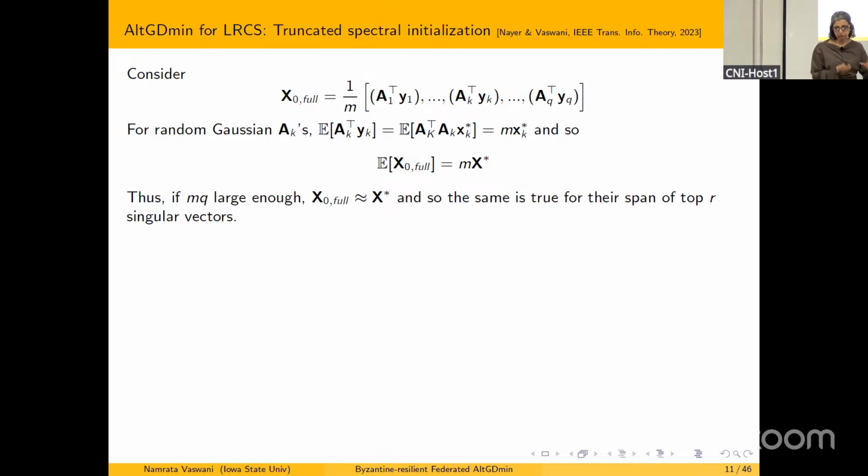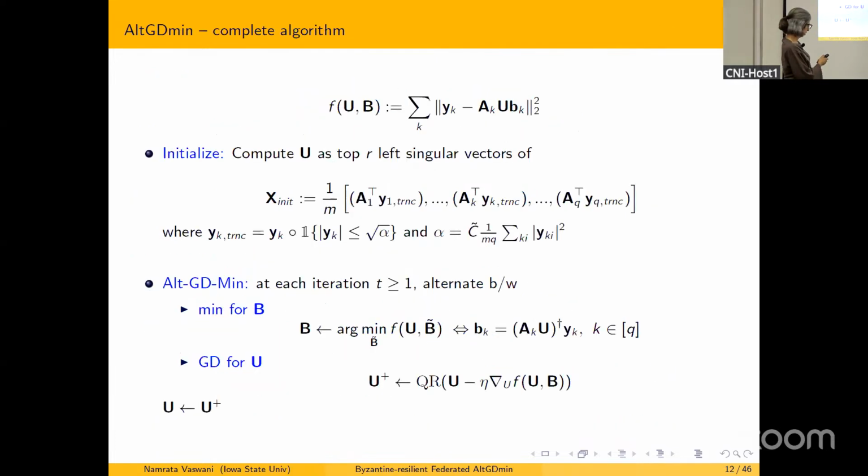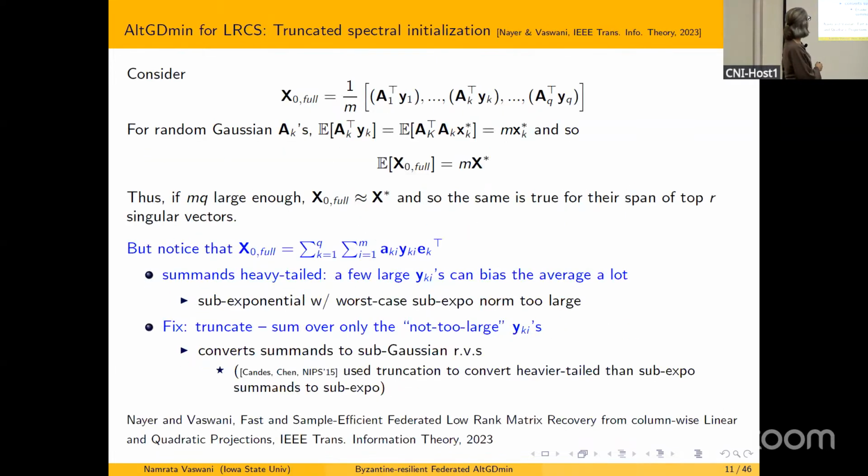Column spans of their top R singular vectors are also similar. But notice what happens if you try to write x naught full as a sum of scalars times vectors, where Ek is my kth column of identity. If you try to write it as this summation, what you see is that the summands are sub-exponential random variables with worst case sub-exponential norm being very large.